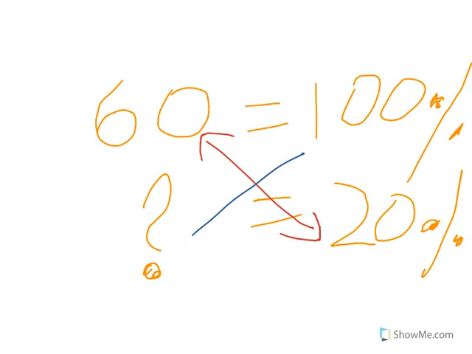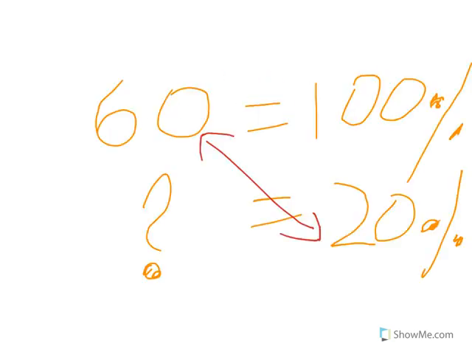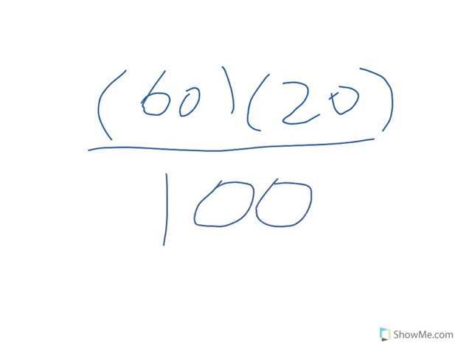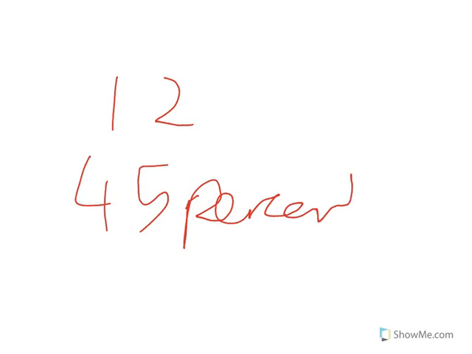So it will be 60 multiplied by 20, and then I will divide that by 100 because it's on its own. I'll just cancel the zeros, which leaves me with 6 times 2, which equals 12. So 12 is the answer: 12 is 20% of 60. Now let's do another one.